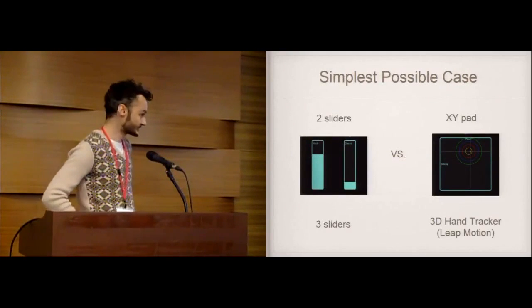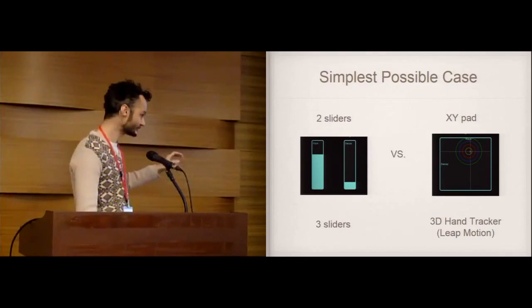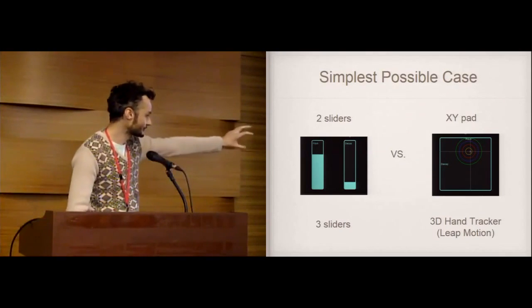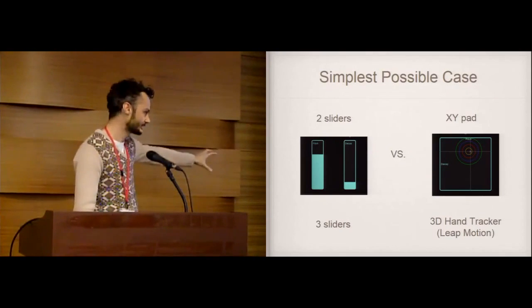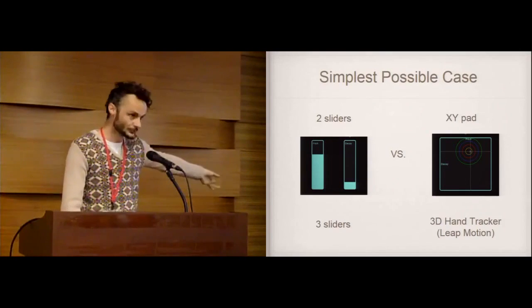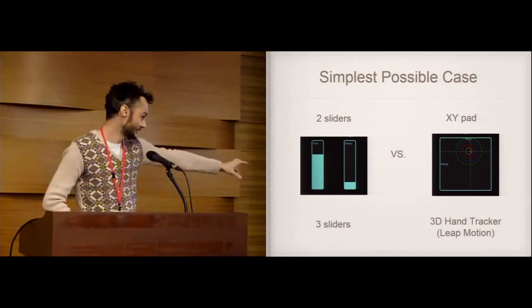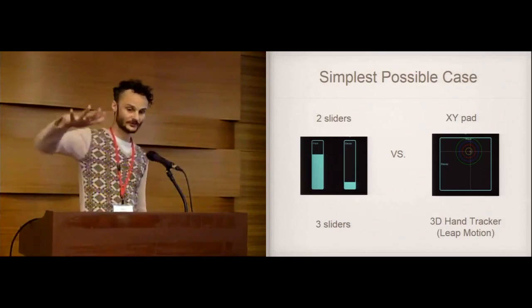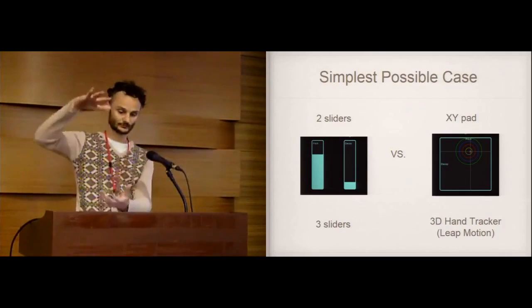So in science it's good to reduce it to the simplest possible case. 2 sliders versus an XY pad, which one's faster? So we did that, and also looked at 3 sliders versus a 3D hand tracker, so just finding a sound in a 3D box.